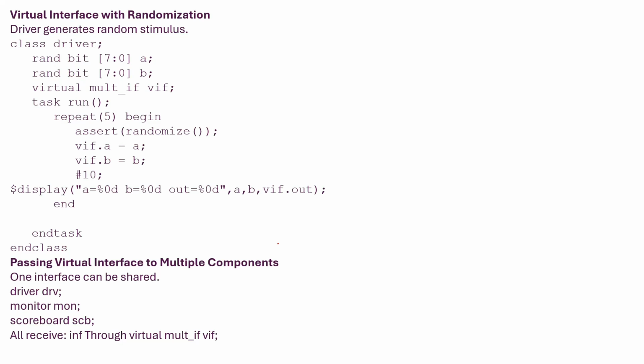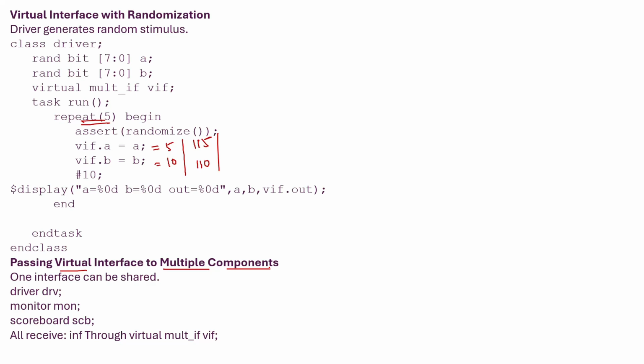This is the syntax for randomizing the signals. Repeat of 5 means A equal to some 5, B equal to 10 in one case. A equal to some 115 and B equal to 110 and C equal, so these are the values we are representing. Then passing virtual interface to multiple components.